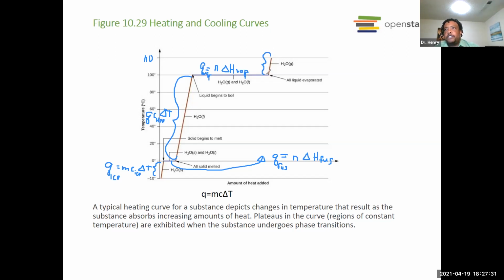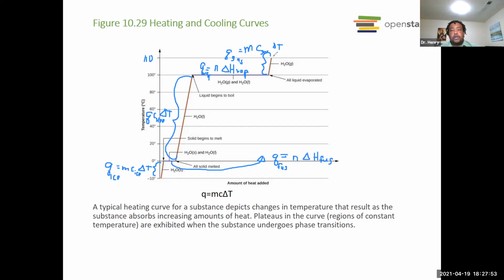And then this last part would just be Q gas equals m c gas delta T, where delta T is going to be from 100 to 110.